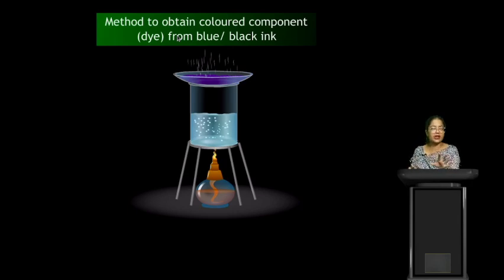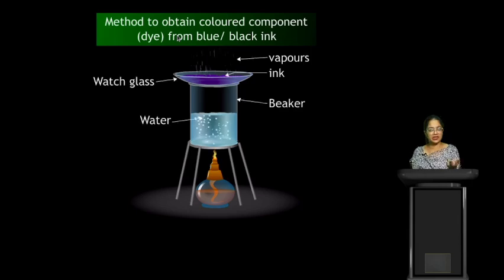So you can see an apparatus set up here. We have the Bunsen burner, we have a beaker, there's water, and also there's a watch glass on top. We can also see ink in the watch glass. What do you think they're trying to do, children? Let's see, let's find out. So like I said, the water here is boiling. Okay, you can see the bubbles coming up. So that is boiling.